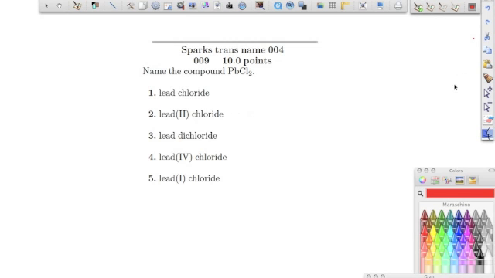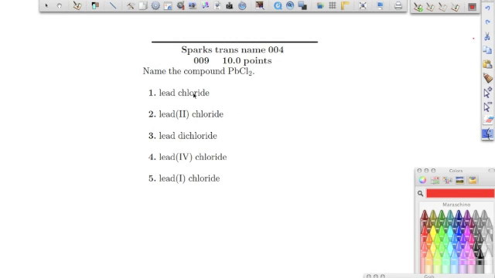Okay, moving on to number 9. Now in number 9 it says name the compound, and we have PbCl2. When we're looking at this, the first thing we have to do is figure out if it's ionic, covalent, or if it's an acid, because that depends on how we're going to name it.